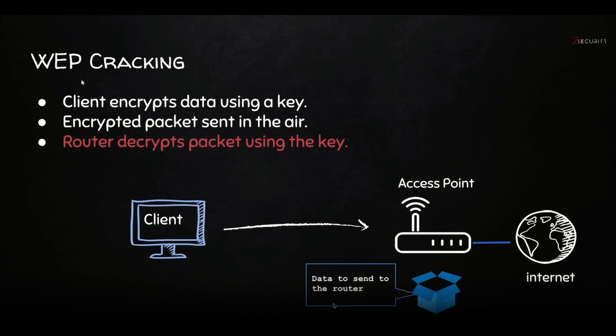So a few key points about WEP cracking. In WEP encryption, the client encrypts data using a key. That key is the password that is present in both places, and they use it to encrypt the data. The encrypted packets are sent in the air. The router decrypts using the key. The router also decrypts with the help of the key. So the key is common in both places, and the thing that is not common is the IV.